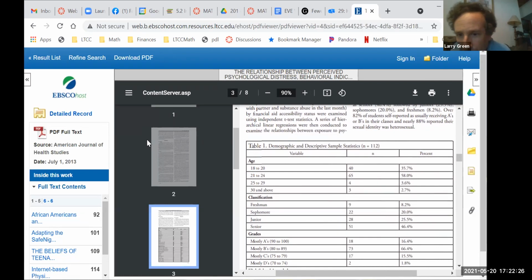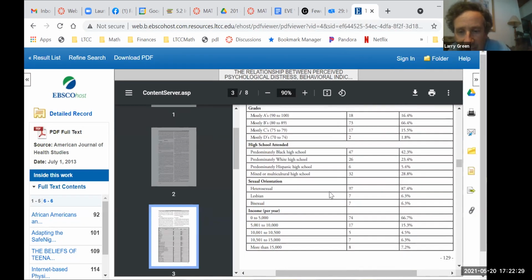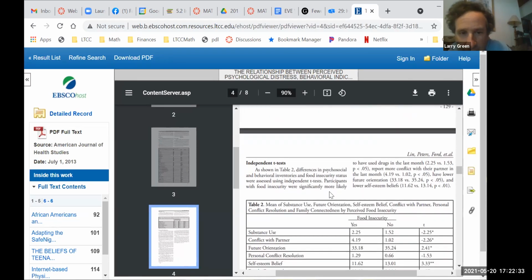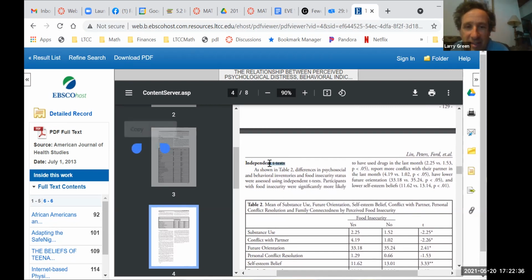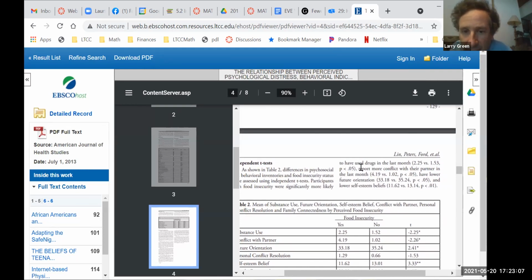This is very standard. And demographics, etc. But then if I keep going, it does an independent t-test. Remember the t-distribution that we're talking about? So if you read through this, as shown in table 2, differences in psychosocial and behavioral inventories and food insecurity status were assessed using independent t-tests. Participants with food insecurity were significantly more likely, so there's that statistical significance, to have used drugs in the last month. Okay, and they say 2.25 versus 1.53. And then they just say P is less than 0.05.